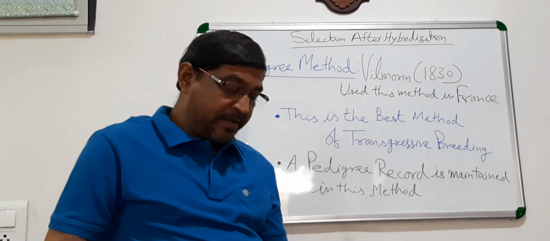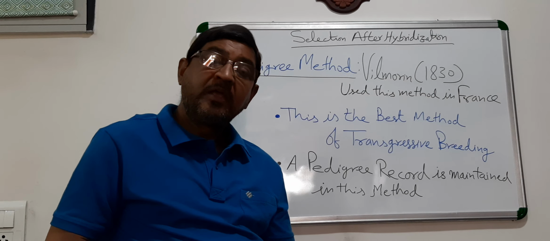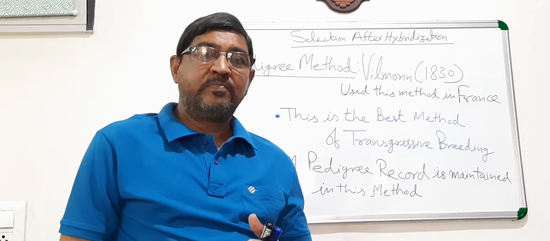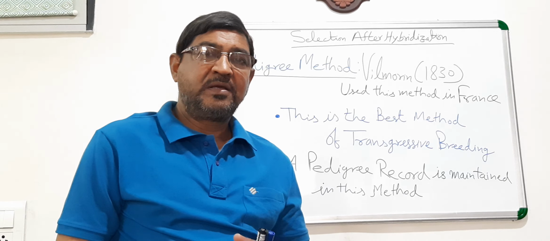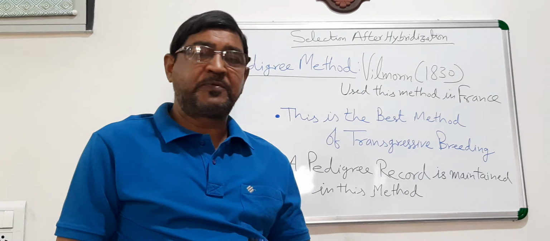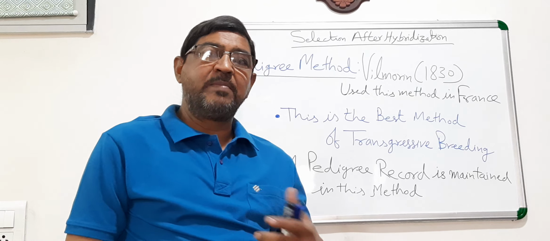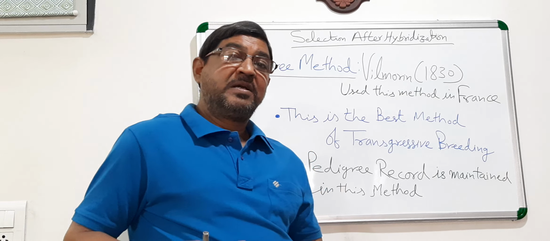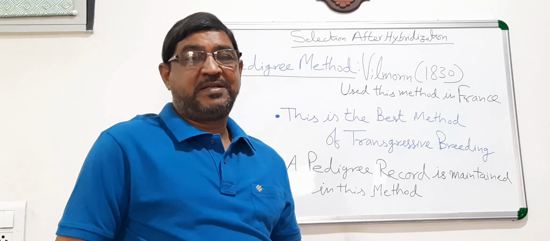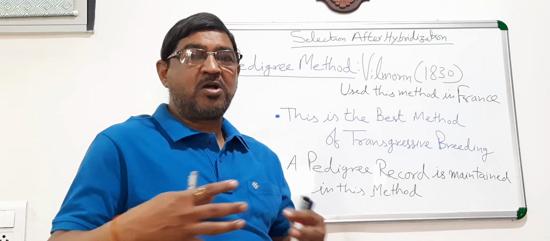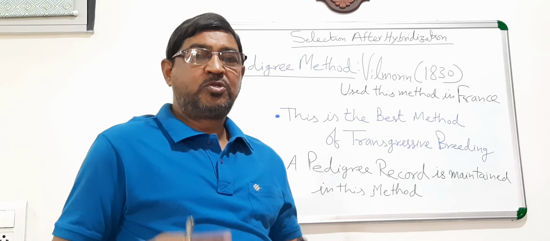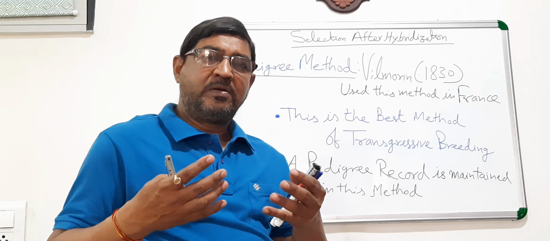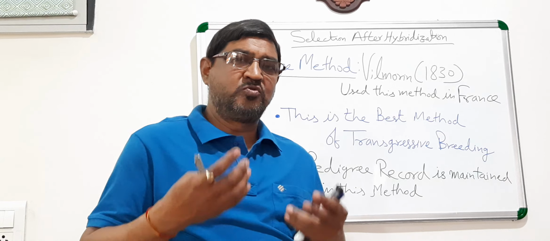Now I will be dealing with the breeding methods in self-pollinated crops after hybridization. Means you are going to create variability after crossing two parents, two varieties.